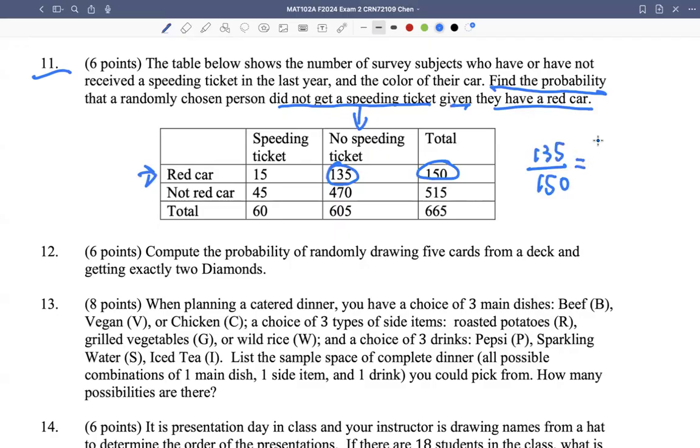And we can simplify this. We divide by 5, we get 27 over 30. Then we can divide by 3. 3 times 9 is 27, 3 times 10 is 30, so 9 over 10. So that's 11.